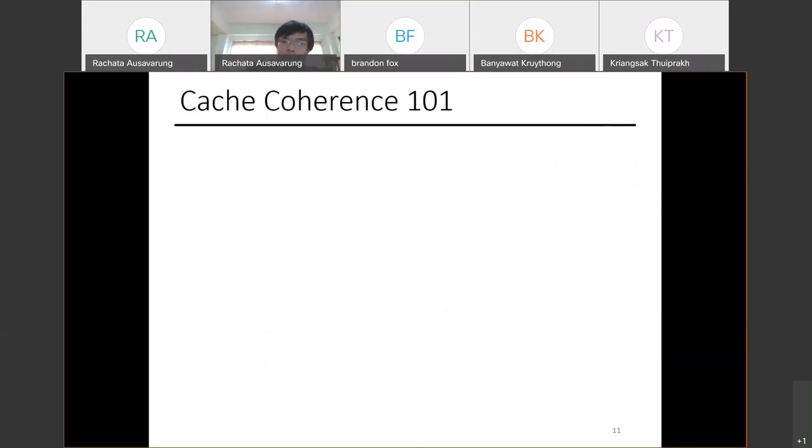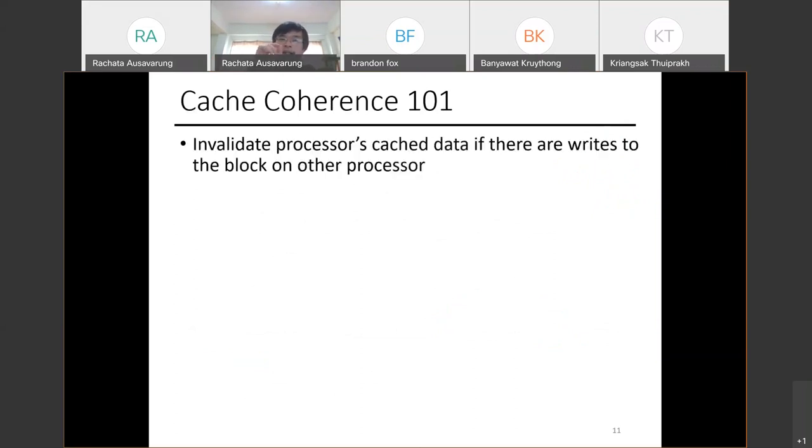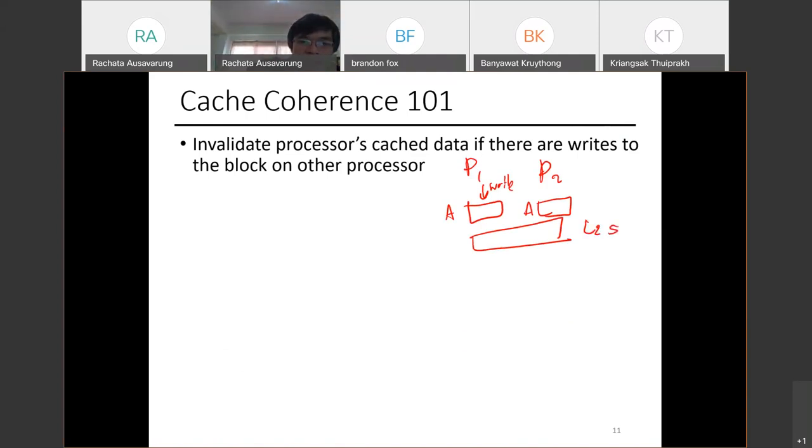So, cache coherence 101. There are multiple states that the cache block can take. Basically, it means that if there are writes from another processor, let's say I have the earlier example with P1 and P2, there's a write to this address. This is the same address, address A, which is shared. This is the L2 cache. So this is address A. This is value 4, this is value 4, this is value 4, but P1 writes to A, this becomes 5. If this becomes 5, it means that I need to invalidate this value because this is not the legit value anymore.